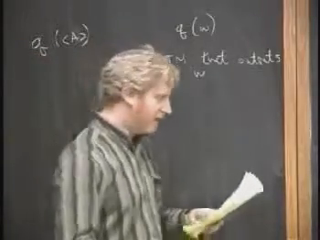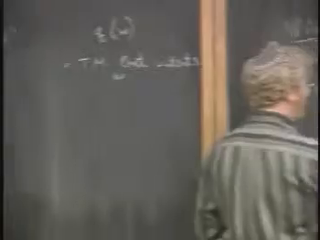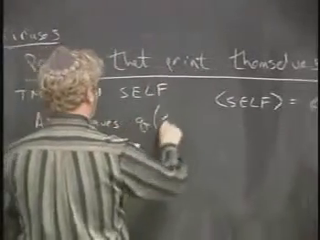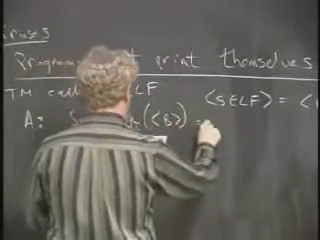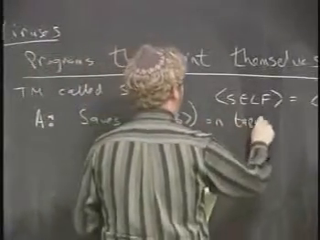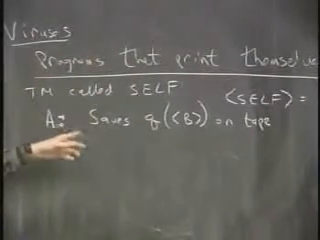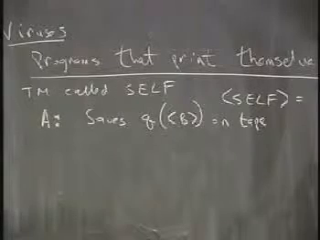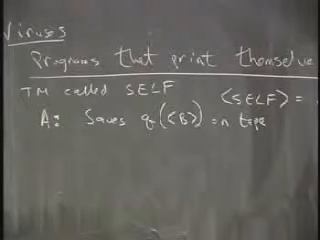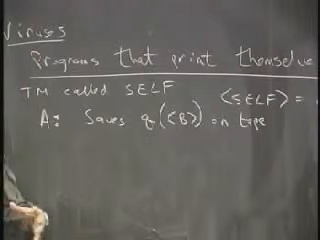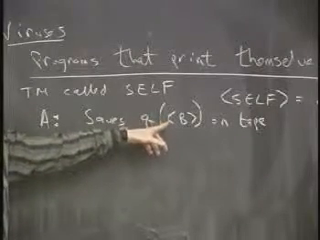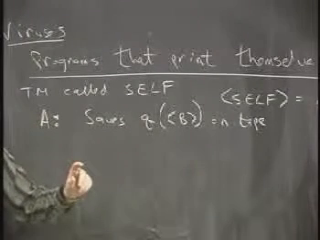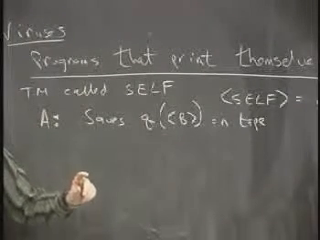OK, so here's what A does. Here's A's job. A saves Q of B on the tape. In a program, what it does is save this in memory. Now, before I go on, what does this mean? It means it makes a Turing machine that does nothing but output the encoding of B, and it puts that Turing machine on the tape. The encoding of that Turing machine on the tape, right.